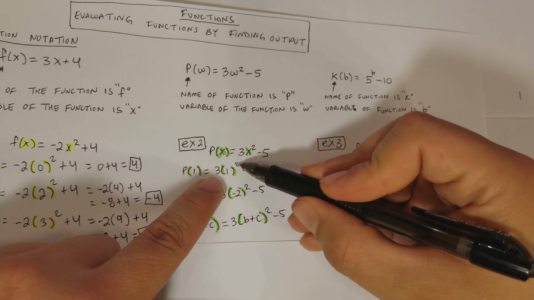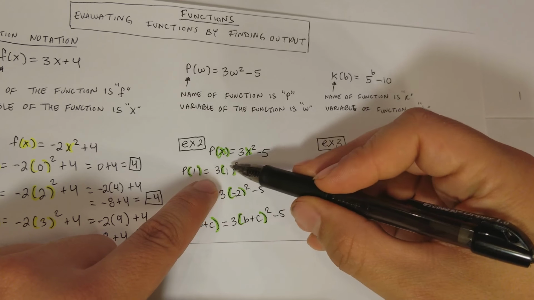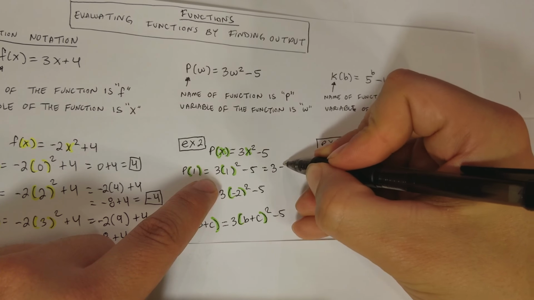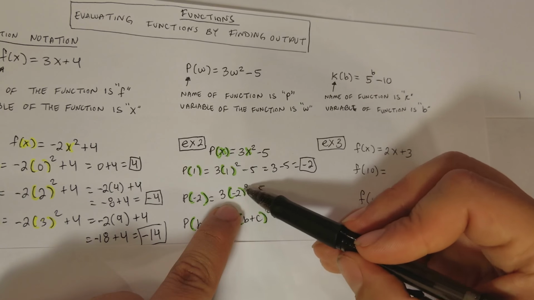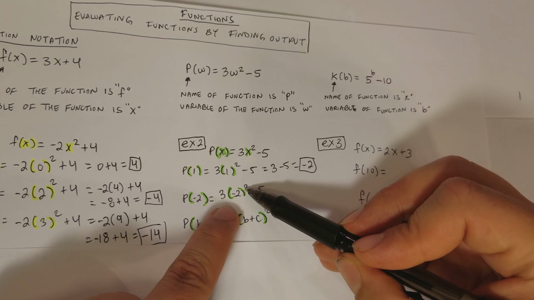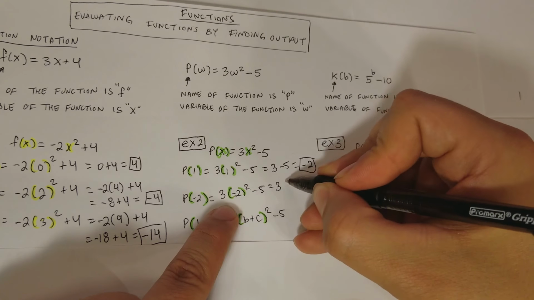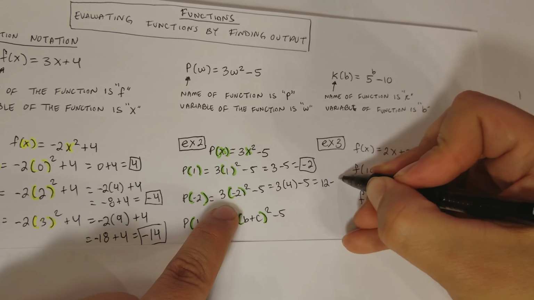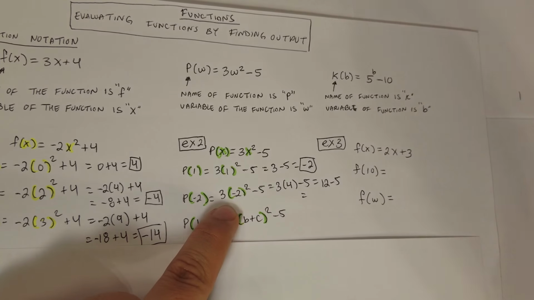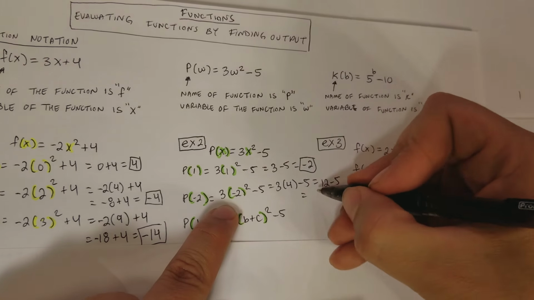So 1 squared is 1 times 1, which is 1. And then I multiply that by 3, so I get 3 minus 5, and then the answer is -2. On the next one, I get -2 times -2, or -2 squared, which is 4. So I get 3 parentheses 4, or 3 times 4, minus 5, which is 12 minus 5, and my final answer for that would be 7.